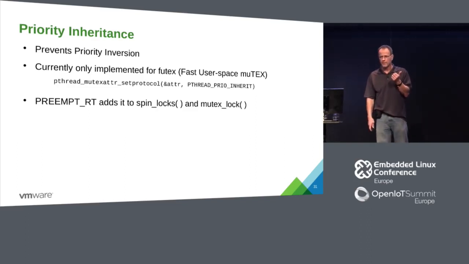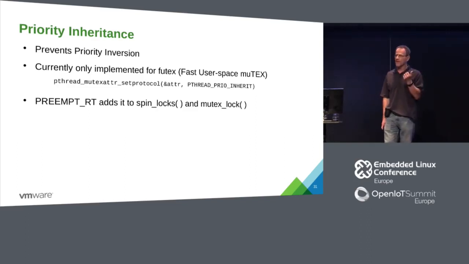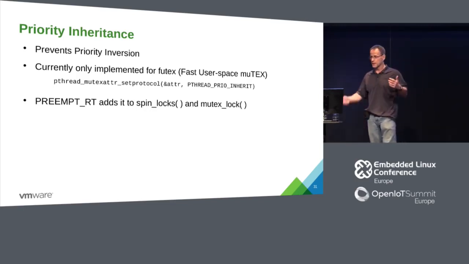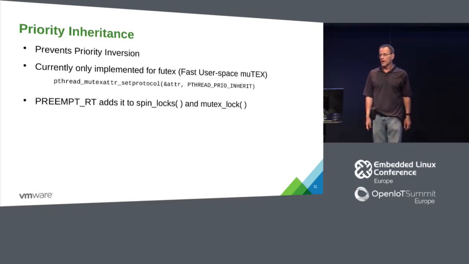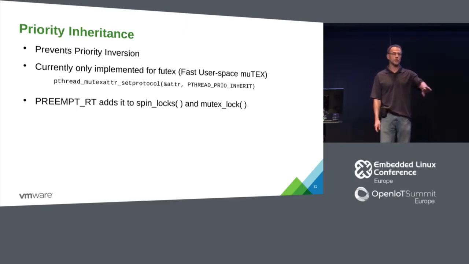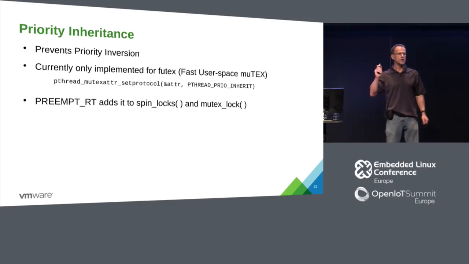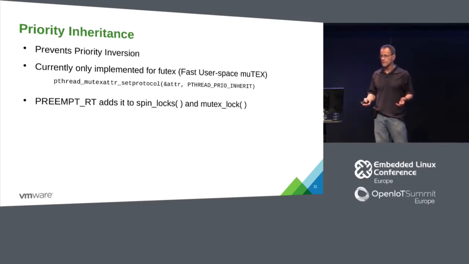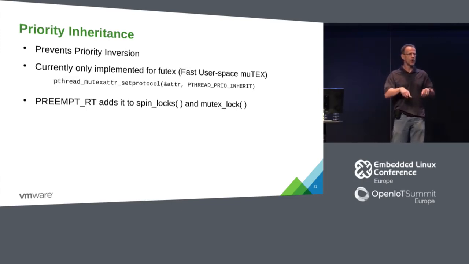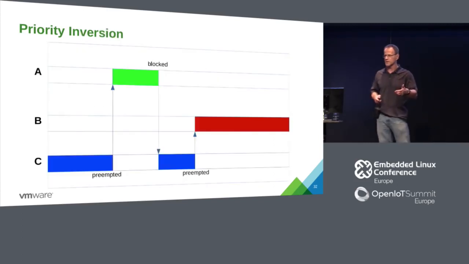So priority inheritance. Right now we have priority inheritance within the kernel, but it's only for a few ticks. Fast user space mutex: when you use pthread mutex within your application, and you turn on the attribute prio inherit, you actually get priority inheritance, and I'll explain that. PreemptRT does that inside the kernel to all these mutexes, all these sleeping spin locks.